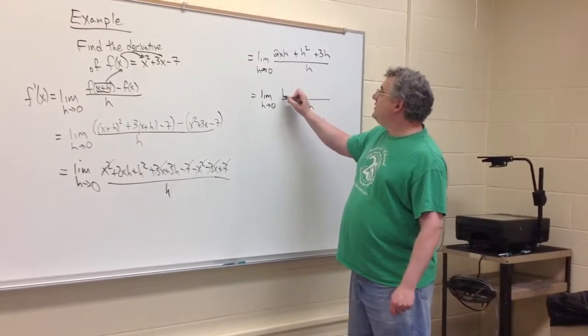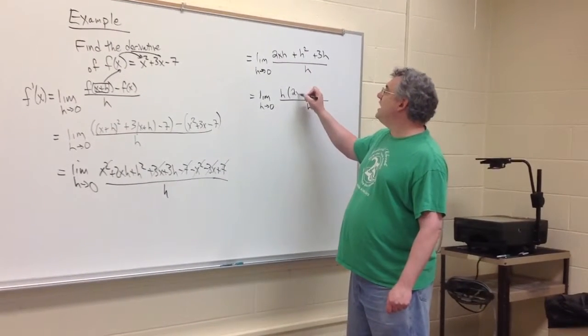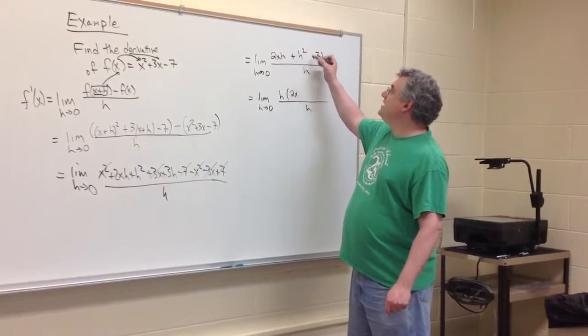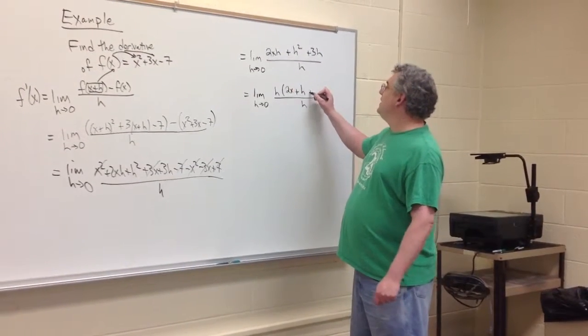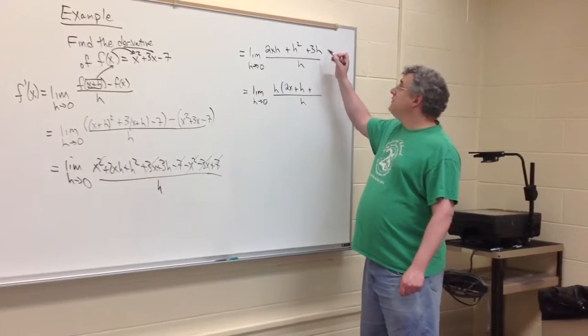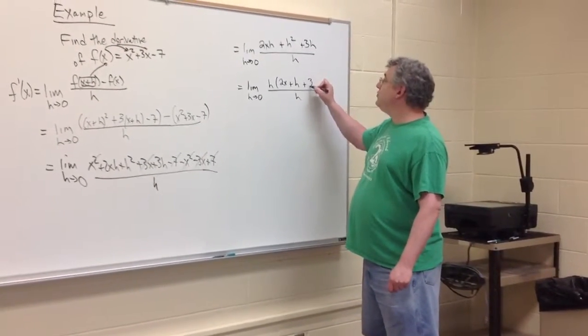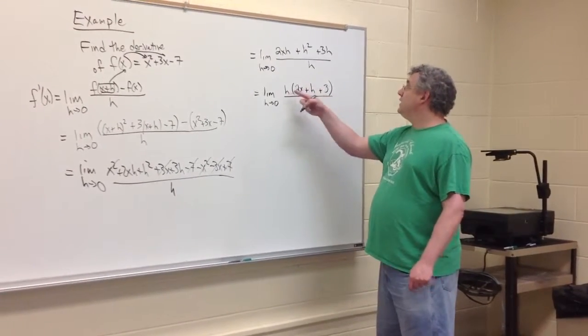I want to factor an h out. If I pull an h out of here, what do I have? 2x times that h. If I factor the h out of here, I have h, because it's h times h. And here, if I factor the h out, it's easy to say 2h. That's not what I want. If I pull the h out, I have a 3. Now you check. That's right, that's right, that's right.